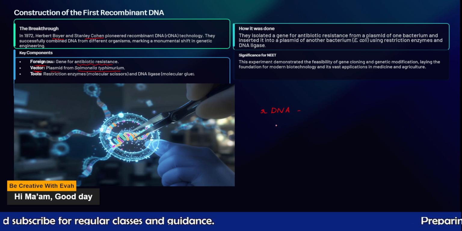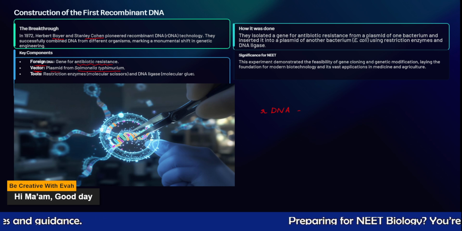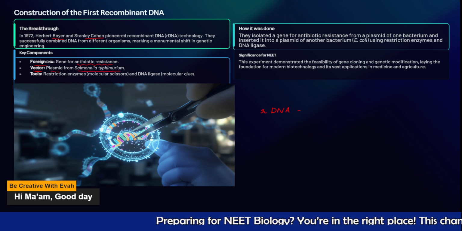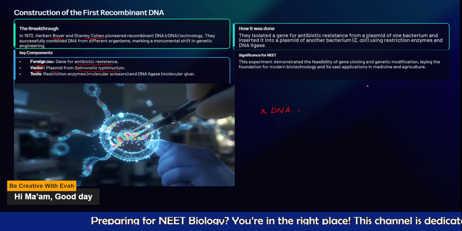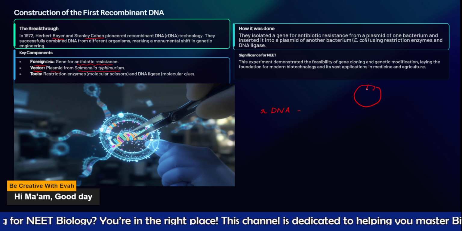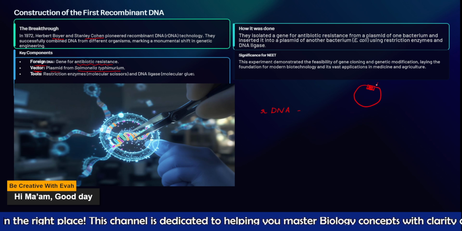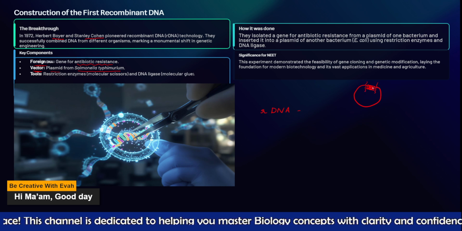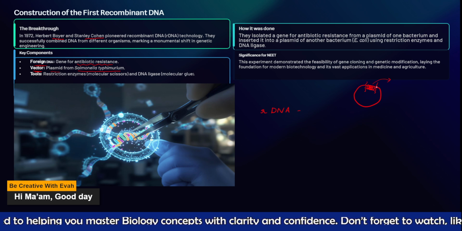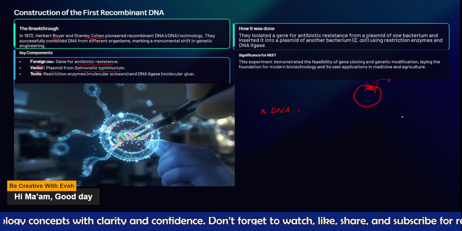Okay, so remember the gene of interest here is the antibiotic resistant gene. The vector used is a plasmid from the bacteria Salmonella typhimurium. A plasmid is a circular DNA. With the help of molecular scissors, they cut the gene of interest. What is the molecular scissors? It is a restriction enzyme. With the help of restriction enzyme, they cut the gene of interest.